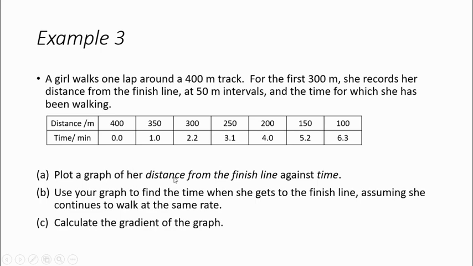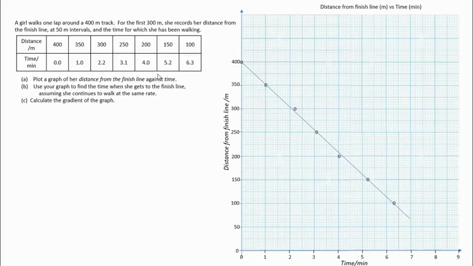You're asked to plot a graph of her distance from the finish line against time, and use the graph to find the time when she gets to the finish line, assuming she continues to walk at the same rate. We also want to find the gradient of the graph. You can check that your graph meets all the requirements: title, scale, axes labeled, points marked correctly, whether with an X or the dot with the circle, your line of best fit.